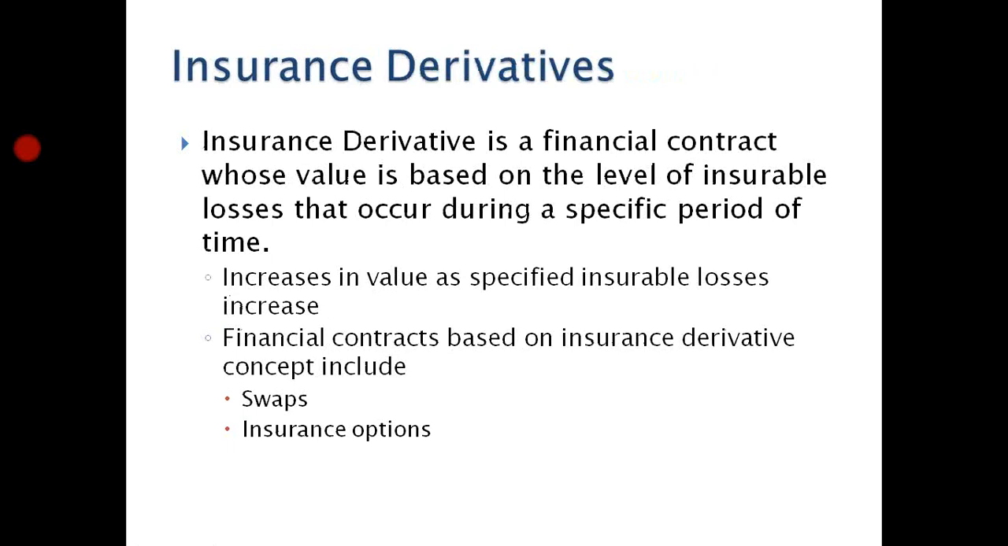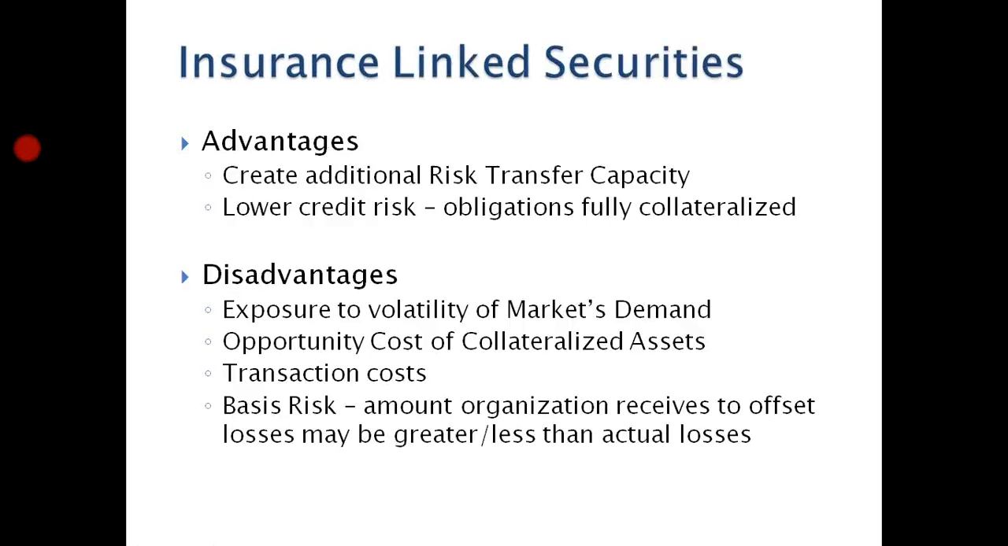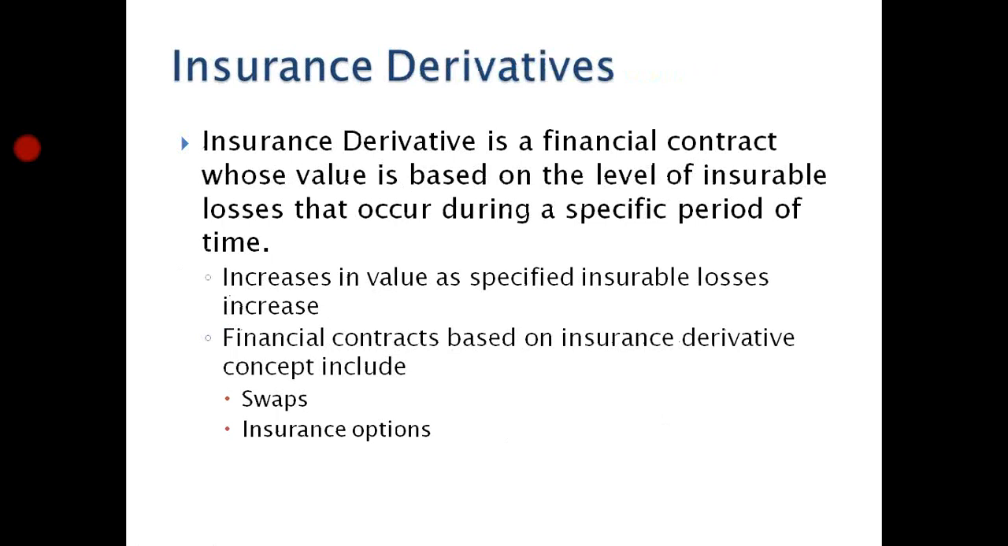All right, so now moving on. First was insurance-linked securities. Now we're moving on to insurance derivatives. An insurance derivative is a financial contract whose value is based on the level of insurable losses that occur during a specific period of time. So it increases in value as specified insurable losses increase, and this can be done through financial contracts based on the insurance derivative concept, which includes swaps and insurance options.